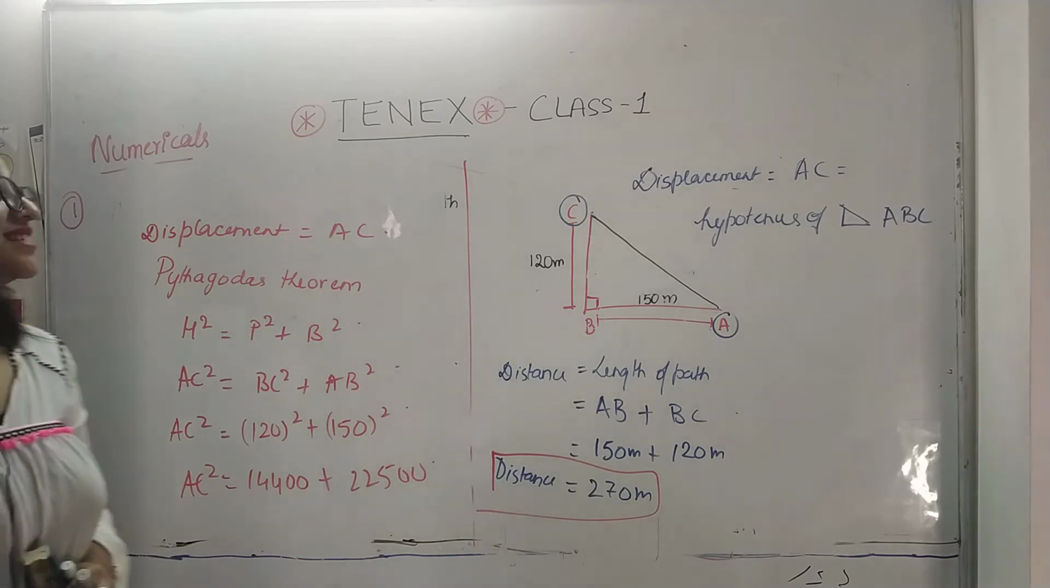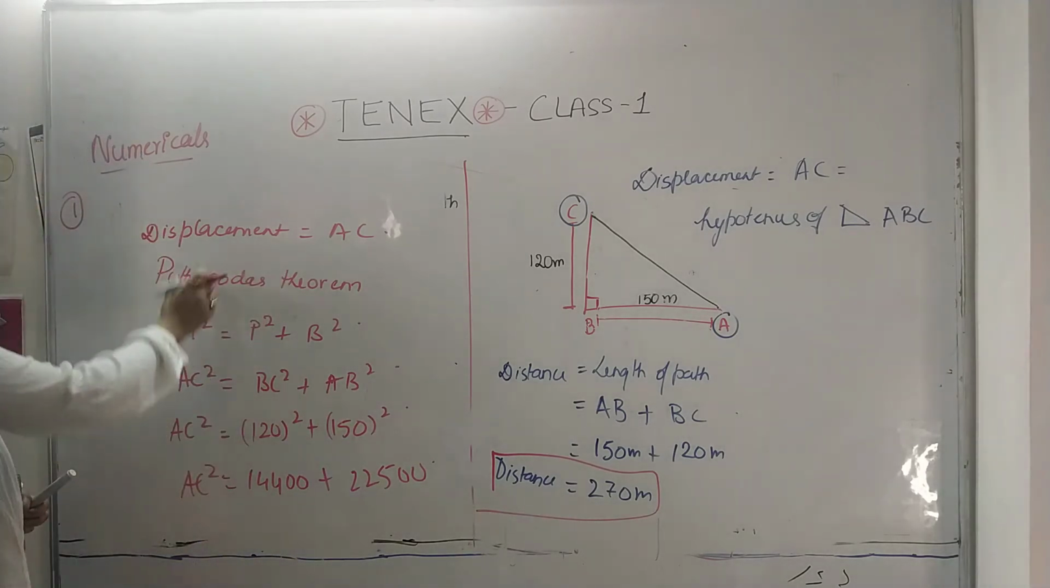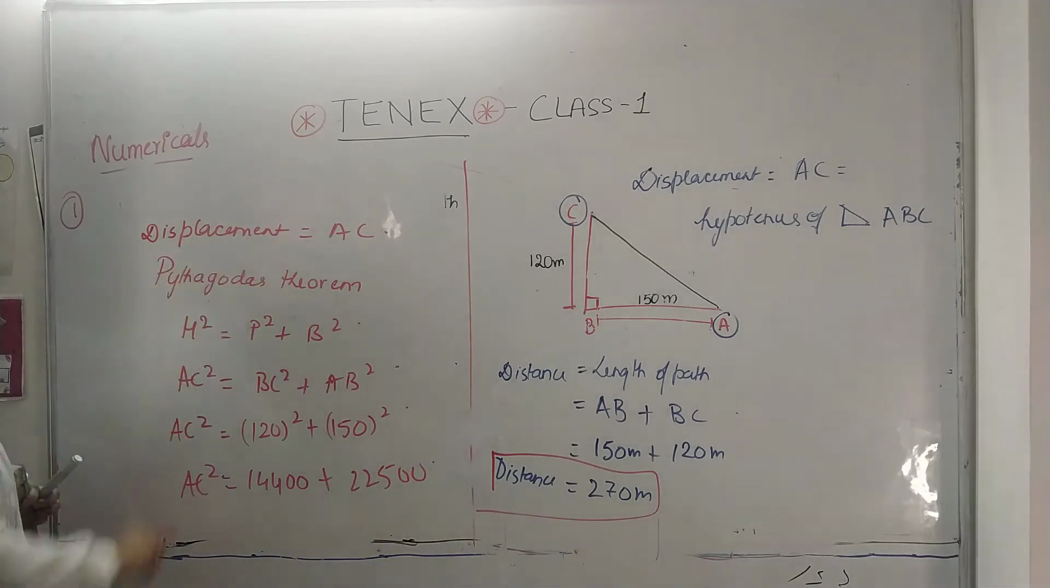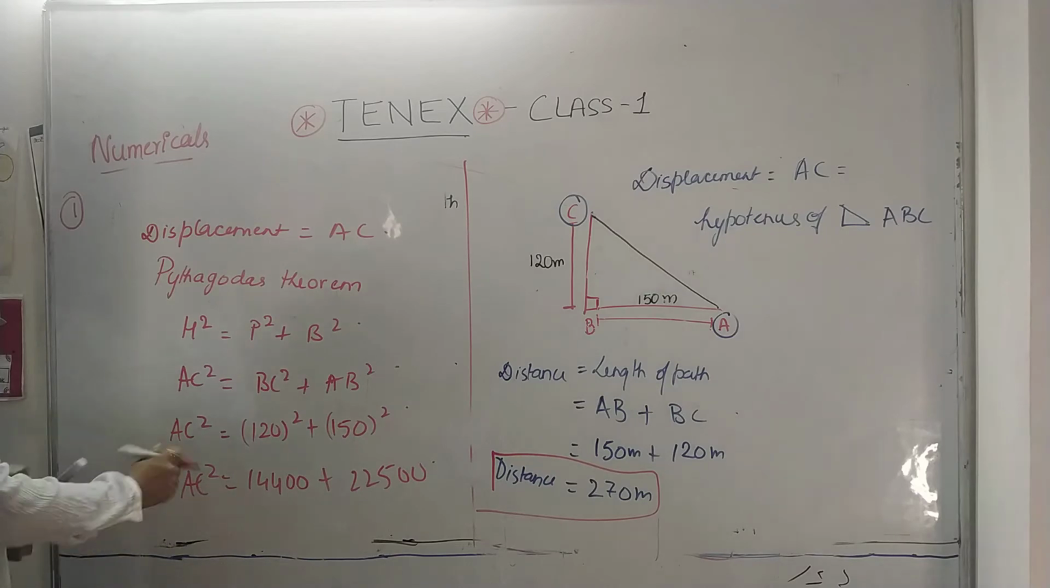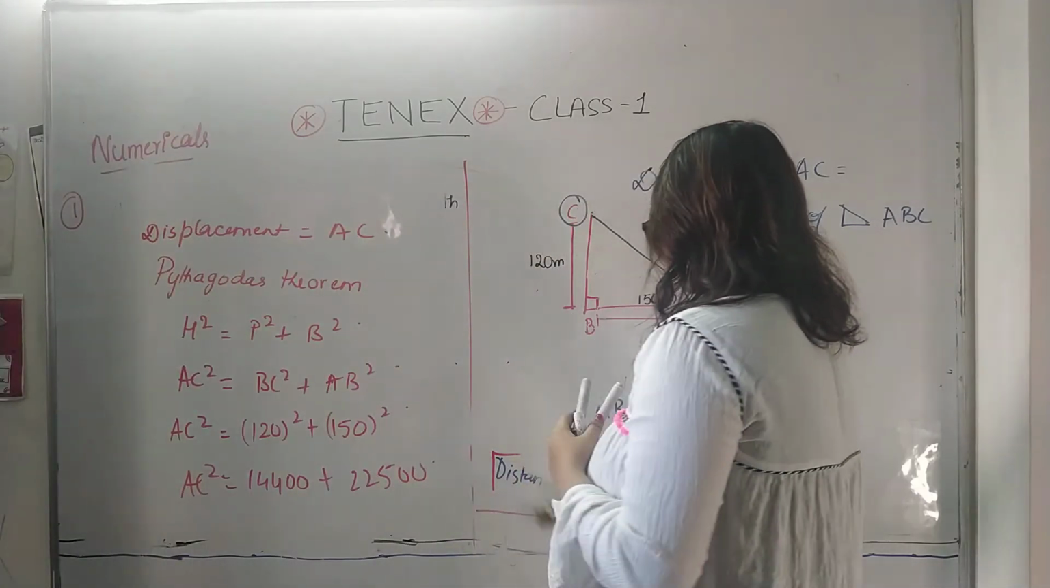But guys, I don't have to find AC square, I have to find AC, because I want to find the displacement. Okay, so displacement is equal to AC, so I need to find AC. So now what am I going to do? So see, I am going to erase this part.